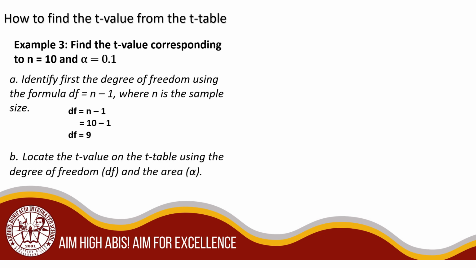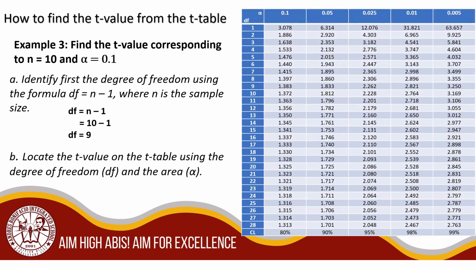And then again, we are going to locate the t-value in the t-table using the degree of freedom, which is 9, and the given area, which is 0.1. So here is our t-table again. So degree of freedom is 9 and the area is 0.1. So ang kanilang intersection is 1.383. So therefore, the t-value is 1.383.